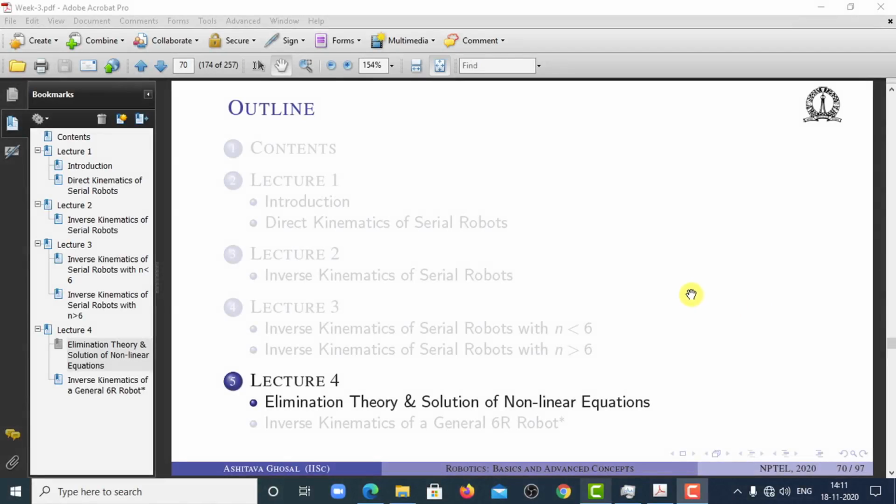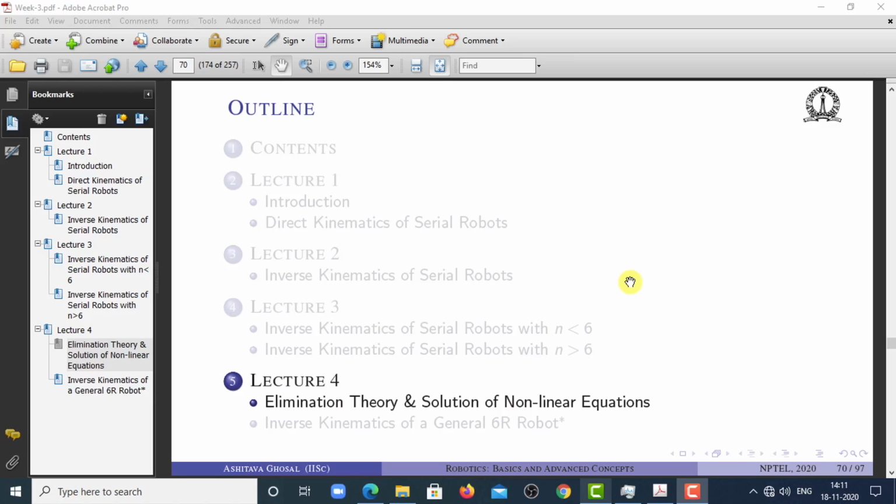In the last three lectures, we had looked at the kinematics of serial robots. We had looked at the direct kinematics problem and the inverse kinematics problem. In the inverse kinematics problem, we showed that you need to derive a single equation in one of the joint variables, which we can then solve to obtain the joint variable given the position and orientation of the last link or the end effector link.